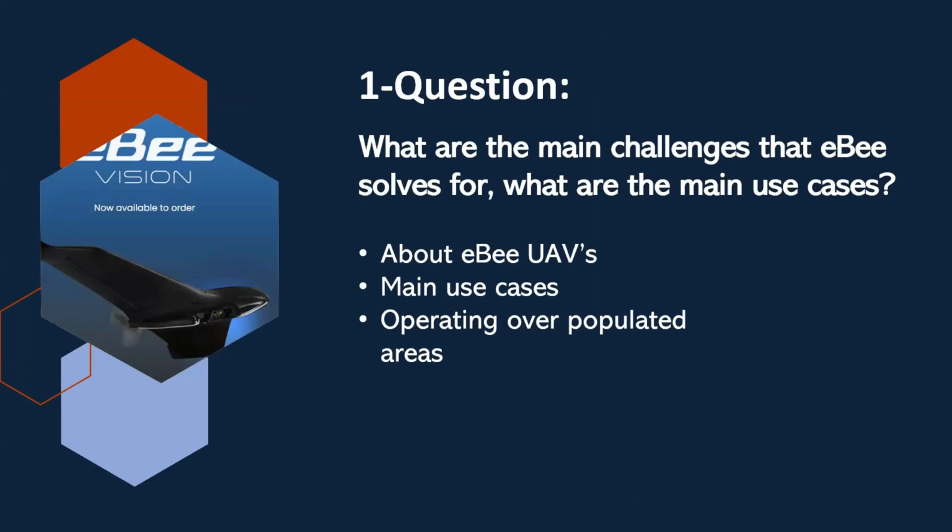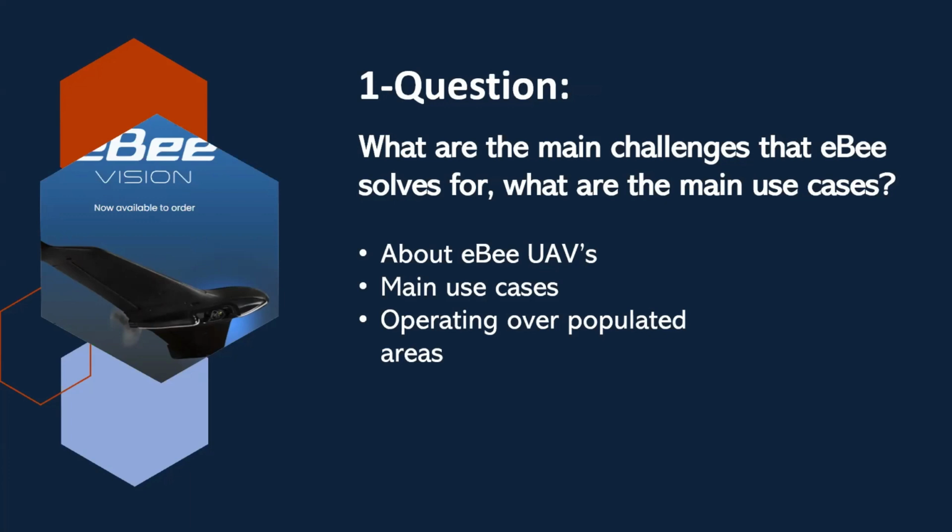So we'll move on to the first piece here, just around the eBee in comparison to a lot of the operators in Australia today using multirotors traditionally. What are the main differentiators, and what are the benefits of the eBee that it solves for, and also in relation to starting to touch on the operations over populated areas?